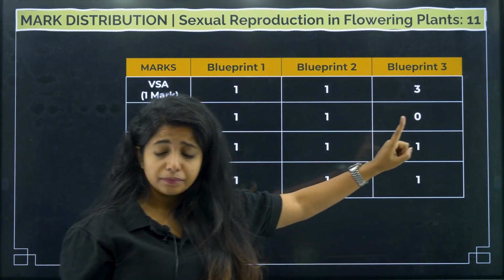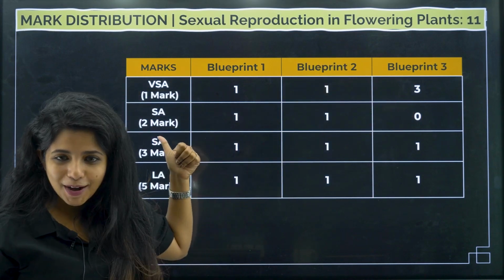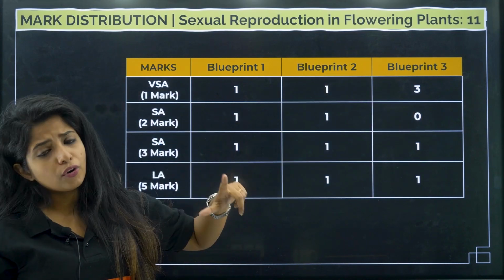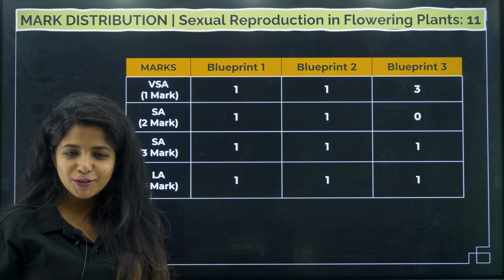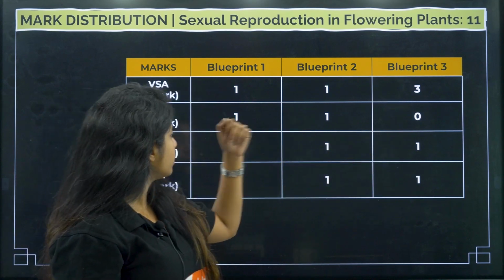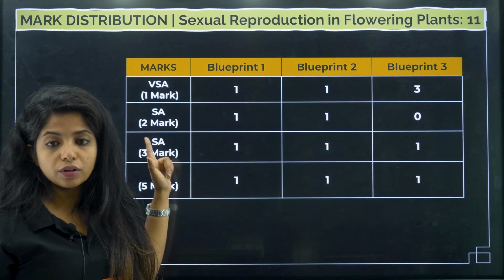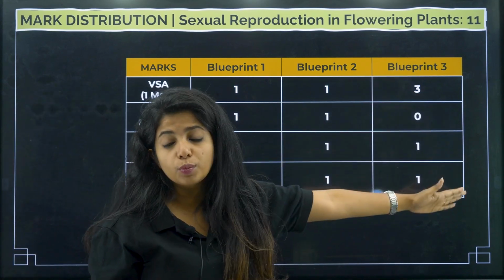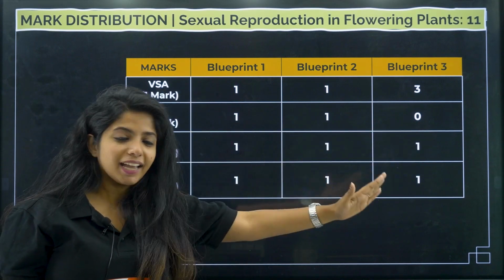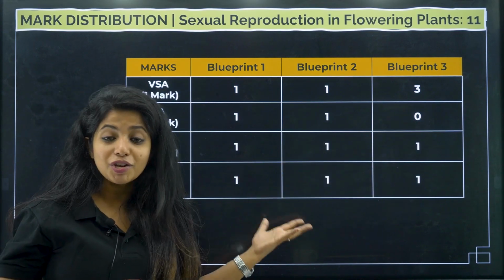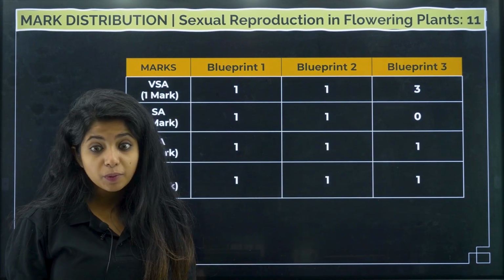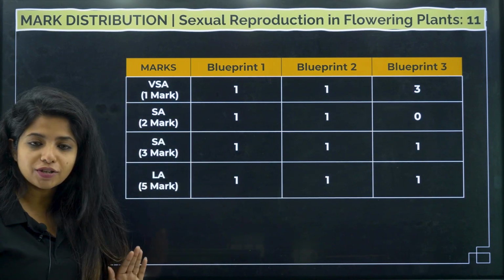According to blueprint 3, there will be 3 1-marker questions. It can be MCQ or fill in the blanks, but mostly it will be MCQs only. Then there will be one 3-marker question and one 5-marker question. There won't be a 2-marker question according to this particular blueprint. So you can get any of this on your day of exam. So we have to be prepared for all the types of questions, right?